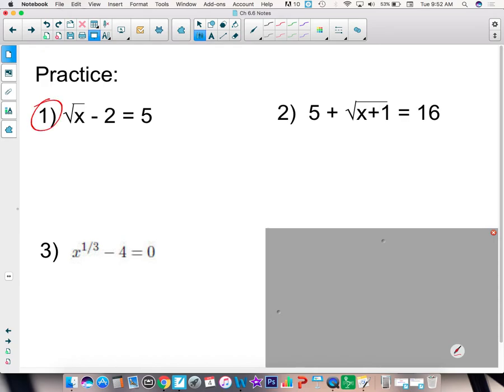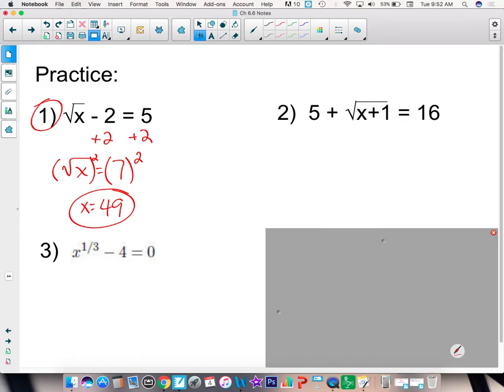Okay, number 1. Pretty easy. Add 2, you got square root of x equals 7. How do you get rid of that square root? You're going to square both sides. So you got x equals 49. Pretty quick. Okay, you only have to move one thing over, then square both sides.